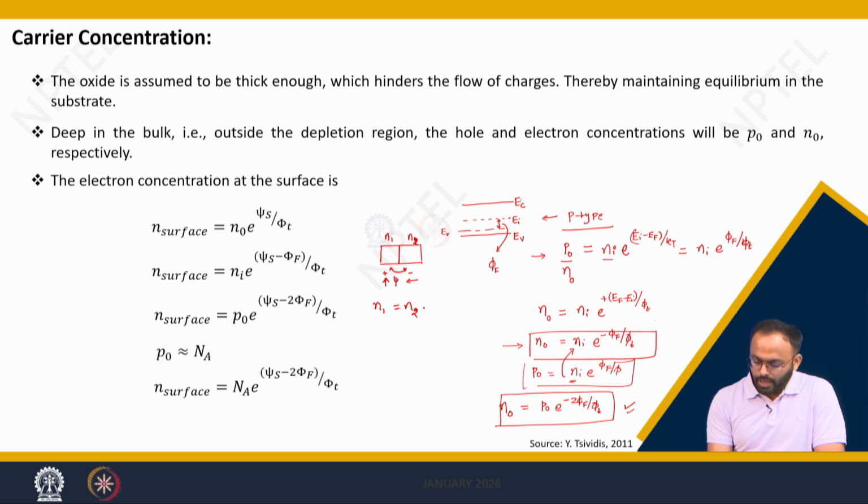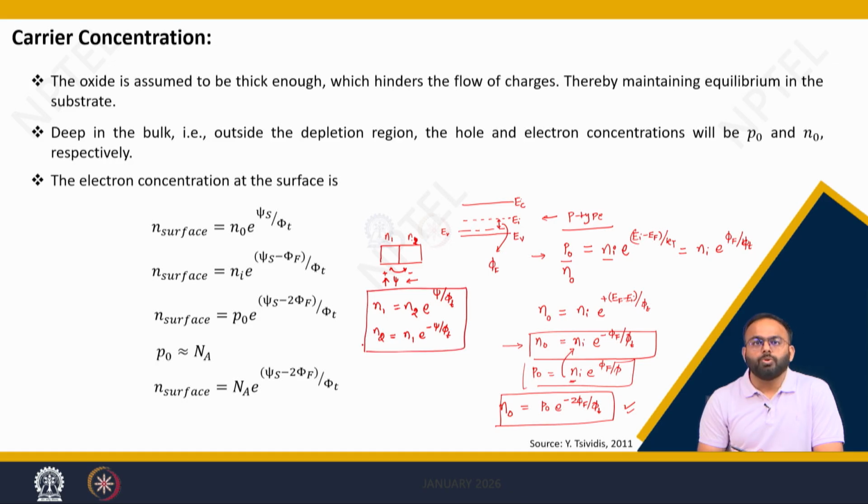So ultimately what will happen? N1 in terms of N2: exponential of psi by phi t. If I want to write for N2, this negative terminal of the potential repels the electrons on that side. So N2 will be written as N1 into exponential of minus psi by phi t. This is the junction law which we use in our PN junction theory when we write the relation between majority and minority carriers across the junction.